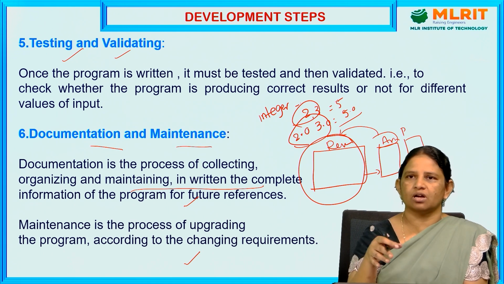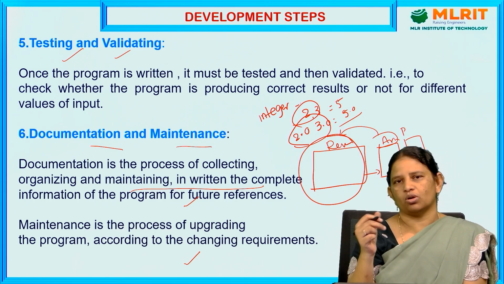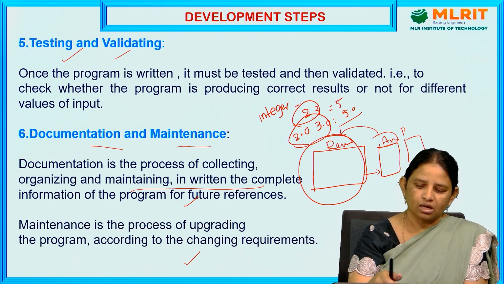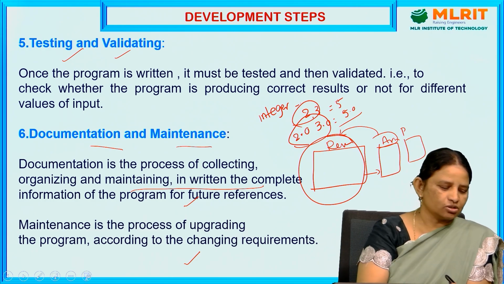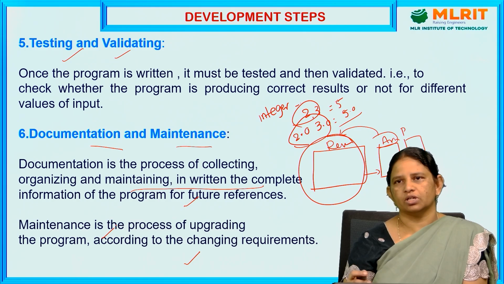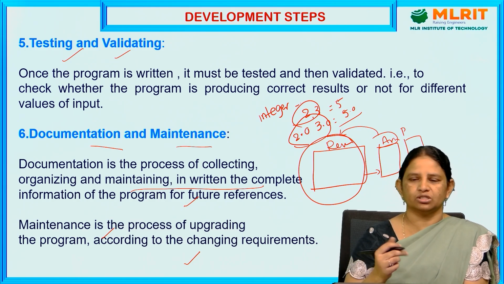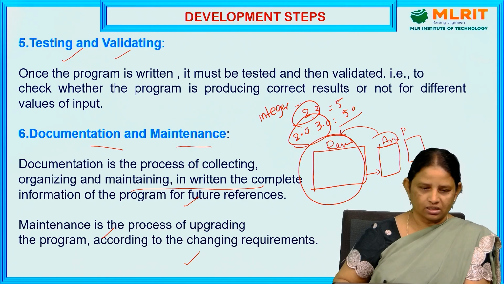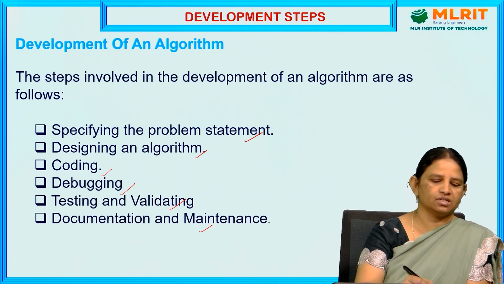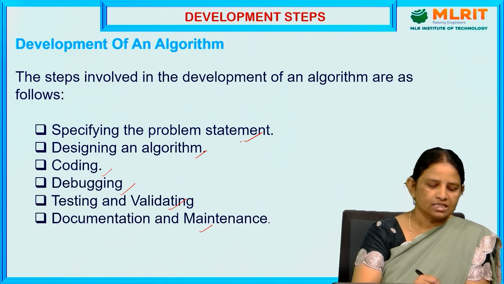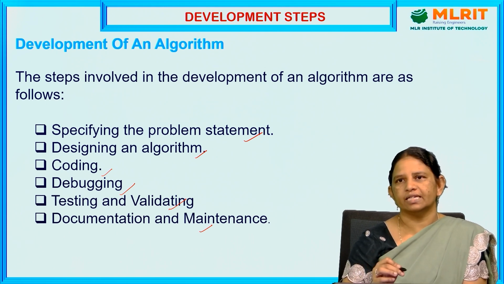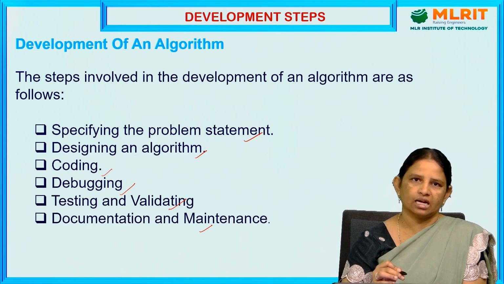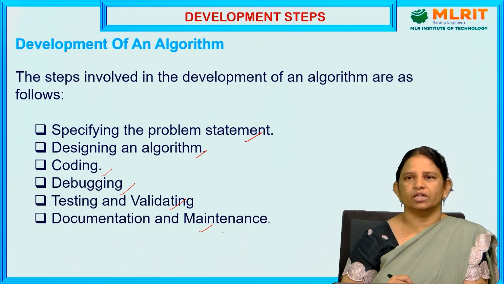Documentation means the process of collecting the data and organizing the data for future reference. Based on the reference, we are going to do modifications in the future, that is called maintenance of the program. We are going to do some updations in the program, that is called maintenance. So what are the 6 steps in the development steps? Specifying the problem statement. Second one is designing an algorithm. Third one is coding. Fourth one is debugging. Fifth one is testing and validating. And sixth one is documentation and maintenance.